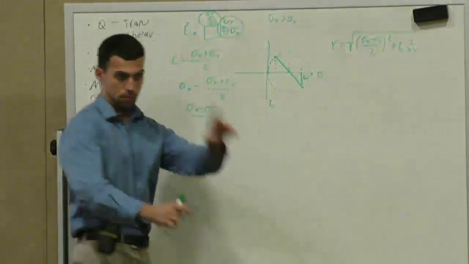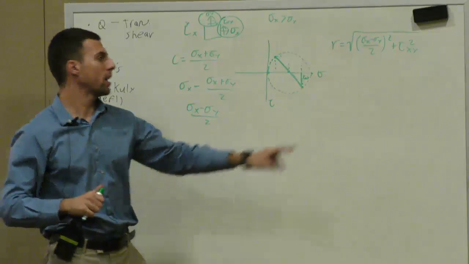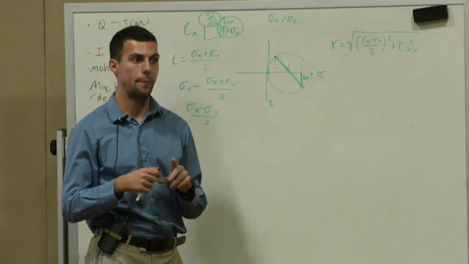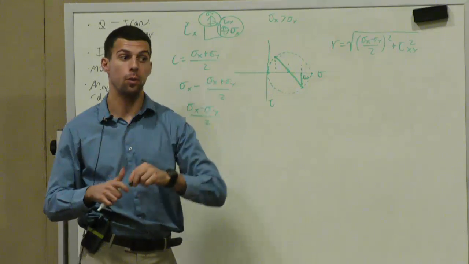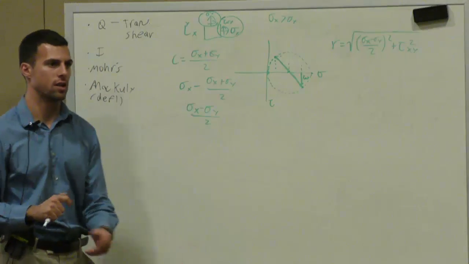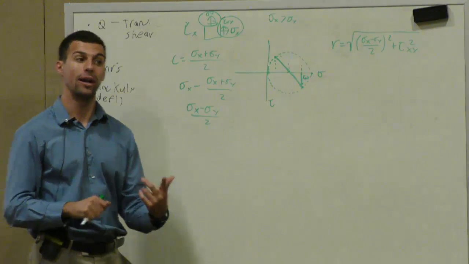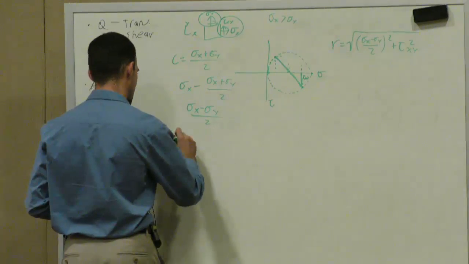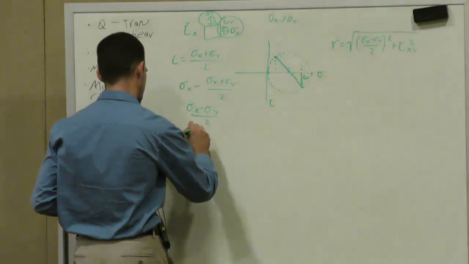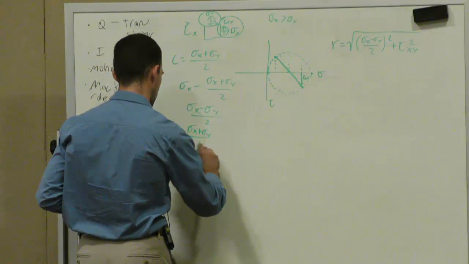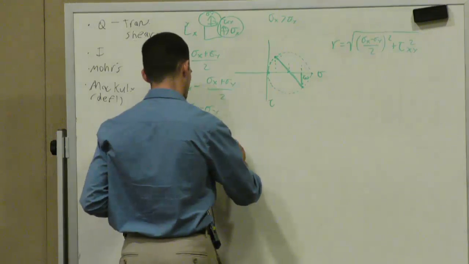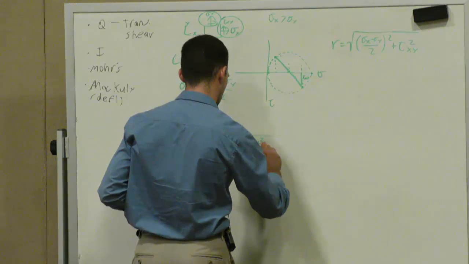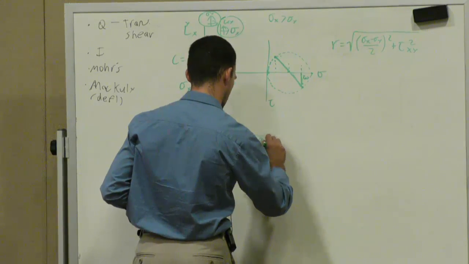Now, hold up a second. What did we say were the max and min normal stresses on the circle? They had a name. Principal, right? How are the principal stresses denoted? What is their subscript? 1 and 2, right? So we can say sigma 1 or 2, right, is equal to the center, sigma x plus sigma y over 2, plus or minus the square root of sigma x minus sigma y over 2 squared plus tau xy squared.